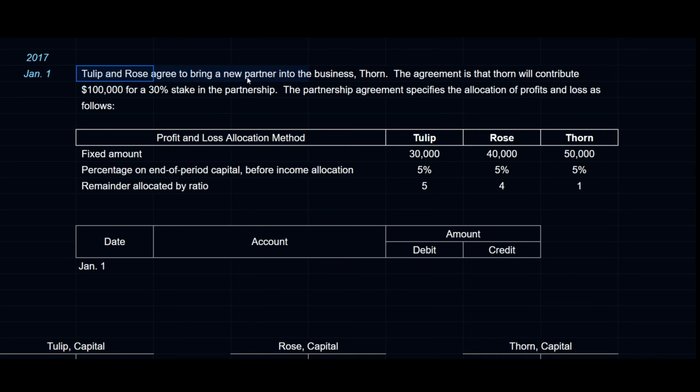Tulip and Rose agree to bring a new partner into the business, Thorn. The agreement is that Thorn will contribute $100,000 for a 30% stake in the partnership, and the partnership agreement specifies the allocation of profits and loss as follows.